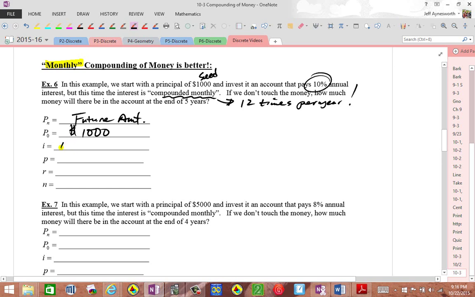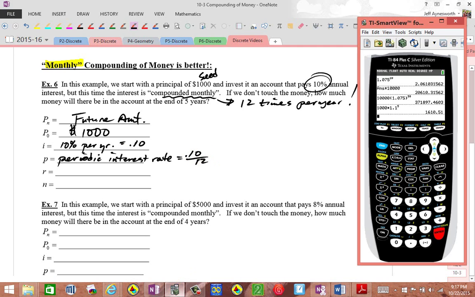So this is 10% per year. What we need to do is figure out what I call P, the periodic interest rate per month. What is that? So since there's 12 months per year, you've got to take your 10% and divide it by 12. So you take 0.10 as a decimal, and divide that by 12.